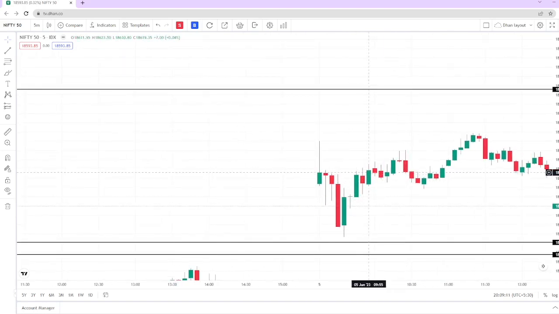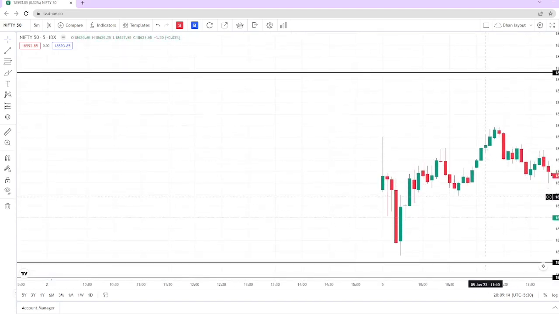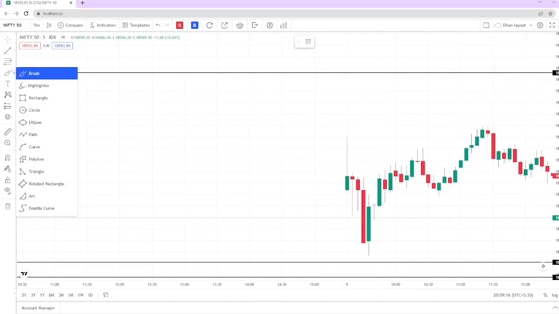So traders, the momentum continued on the upside. And again, if you see what the price did here.